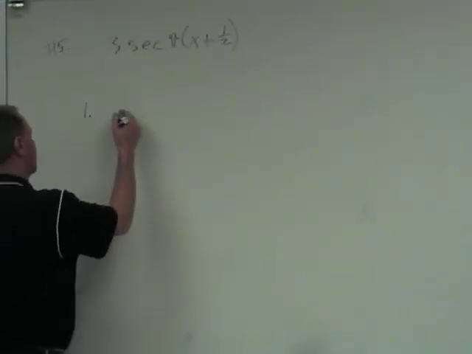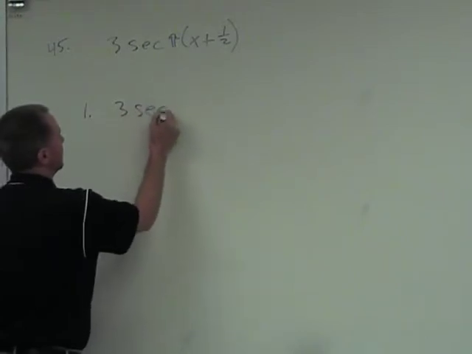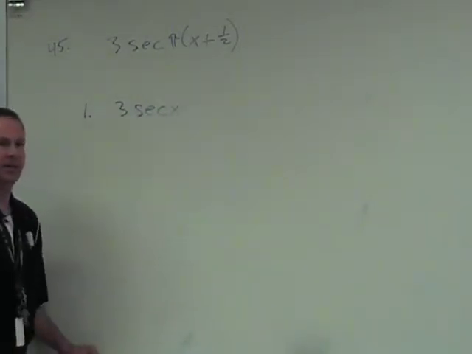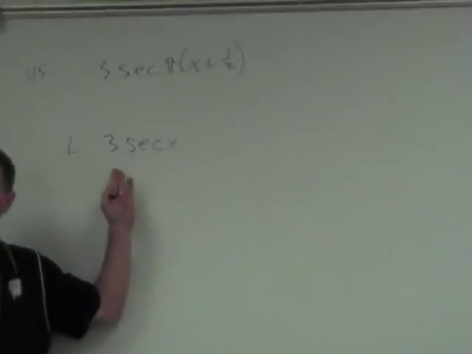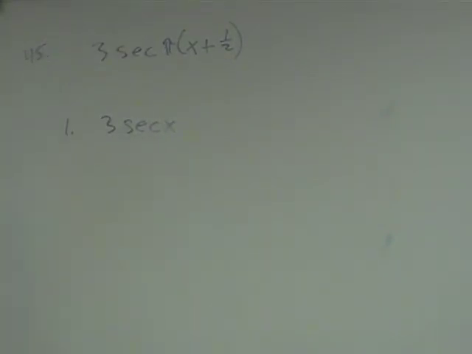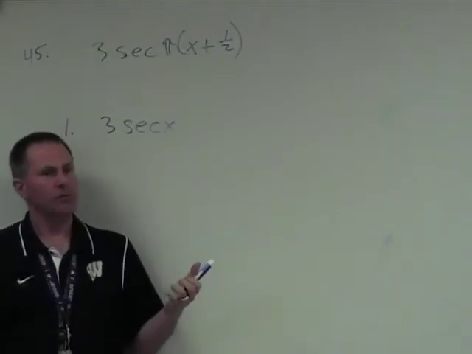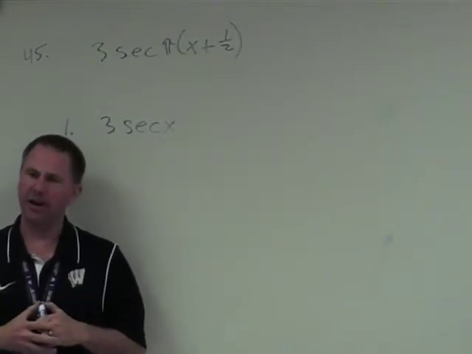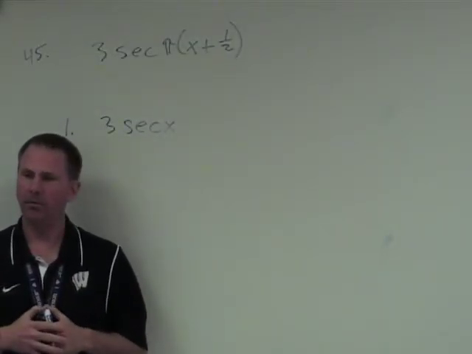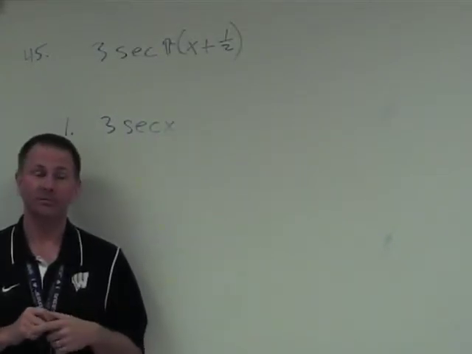Question number 1. Graph 3 secant of x. That's how it's going to start. So my question to you is, what's this 3 mean? Amplitude. All right. Now secant of x, you need to know what that is. Which trig functions have asymptotes? Tangent, cotangent.